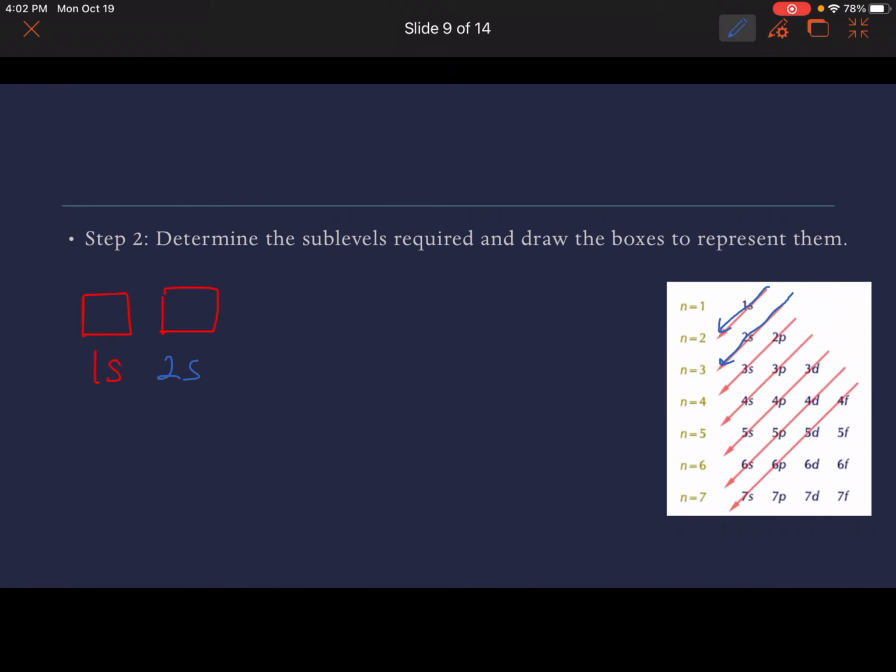Next, my next one is going to end up being 2p. The 2p sublevel has 3 orbitals, so I'm going to draw 3 boxes there, and this is going to be my 2p. Now remember, I only have 11 electrons to place, and each one of these holds 2. So it's 2, 4, 6, 8, 10, which means I need 1 more, and the next one after that is going to be my 3s. So this will be 3s, which will hold the last one. These are the sublevels that I'm going to deal with: 1s, 2s, 2p, and 3s.